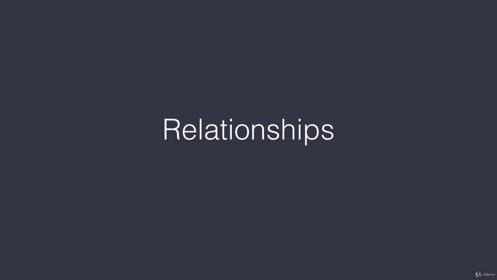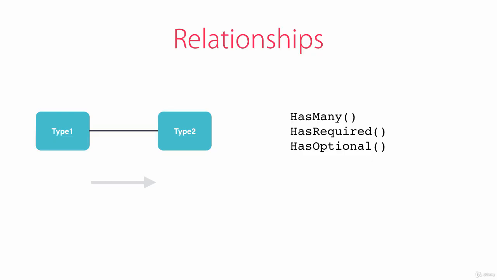Okay, now let's take a look at relationships. And this is one of the areas where Fluent API is superior to data annotations because we don't have that much control over relationships using data annotations. Okay, first let me show you how to configure relationships with Fluent API, and then I will walk you through various examples of relationships like one-to-one, one-to-many, and so on.